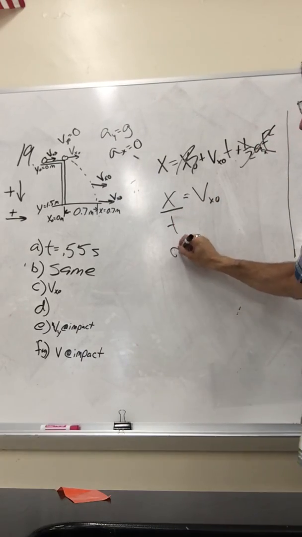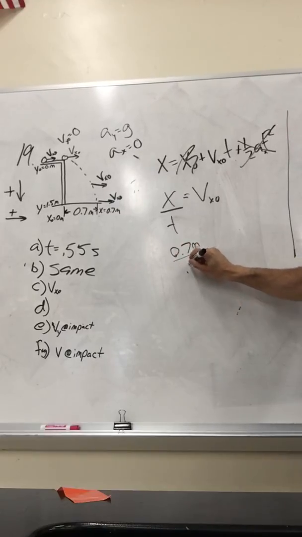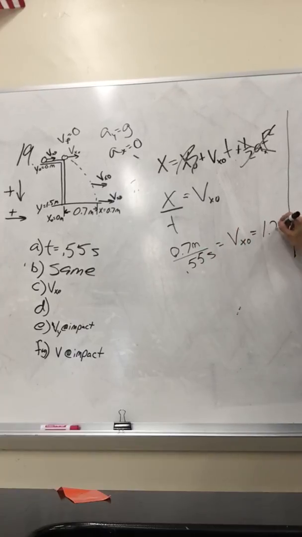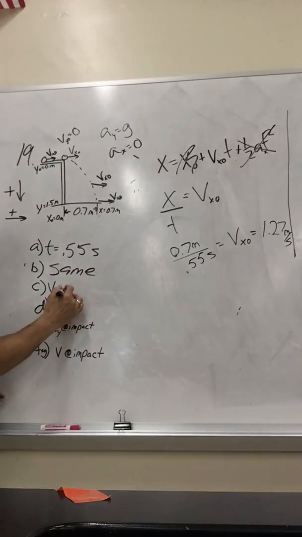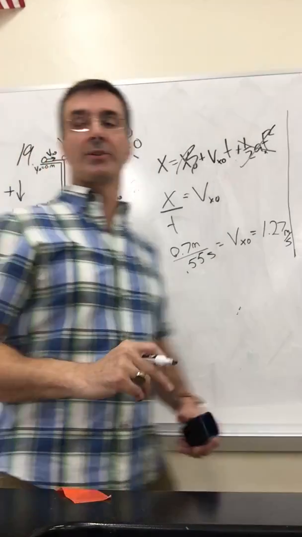Just substitute 0.7 meters in. 0.55 seconds equals my speed in the x direction. And that's about 1.27 meters per second. Okay, well, it's the same throughout the air, it's the same at impact. That horizontal velocity will not change.